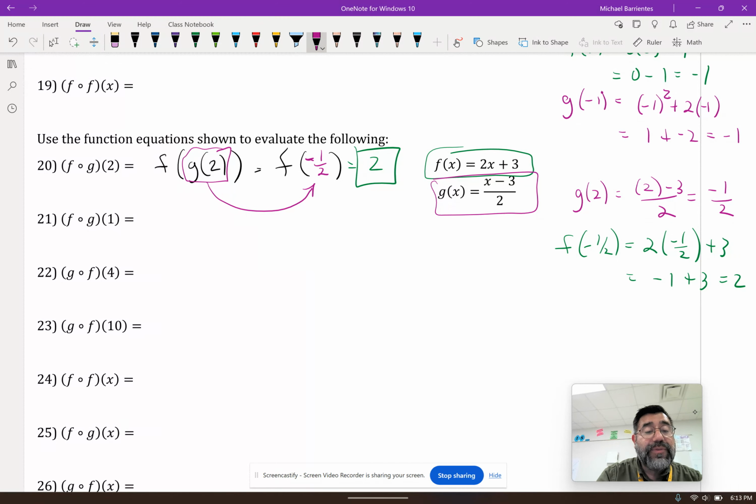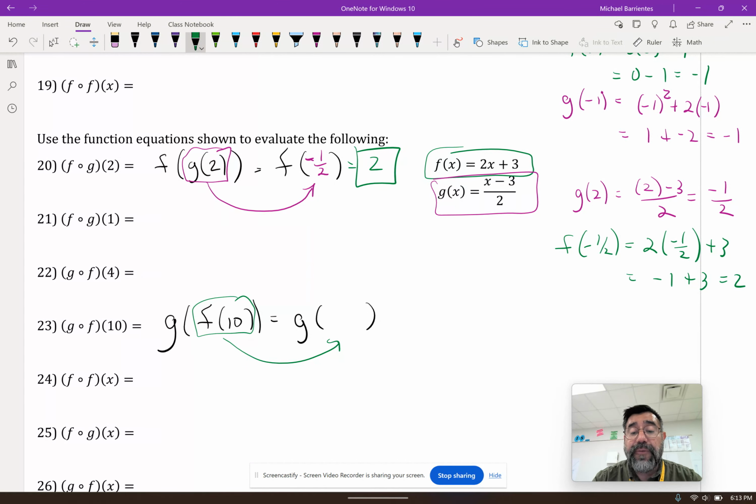Number 23 is the last one we'll do in this video, g of f of 10. That means eventually I'm going to find g of something, but I need to figure out what this f of 10 is because I'm going to plug it in there. According to the formula, f of 10 is double your x value plus 3. Where am I getting that? Right here, this formula. Double x, so double 10 plus 3. If you double 10, you get 20, and 20 plus 3, that would be 23. That's the number that goes here.